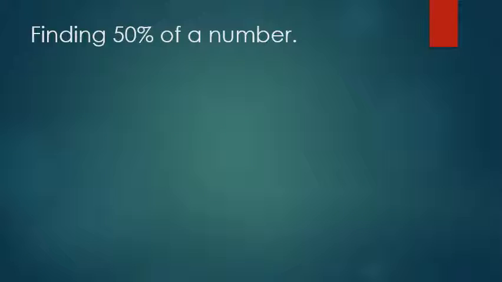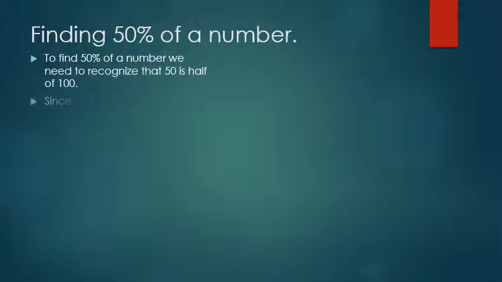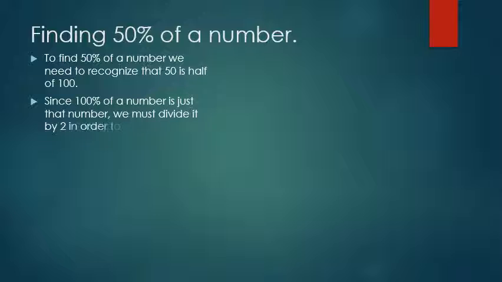Finding 50% of a number. Finding 50% of a number is very similar to finding 5% of a number. To find 50% of a number, we need to recognize that 50 is half of 100. Since 100% of a number is just that number, we must divide it by 2 in order to find 50%. So to find 50% of a number, all we have to do is divide it by 2 or cut it in half.